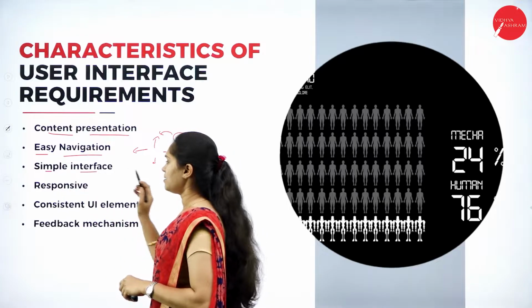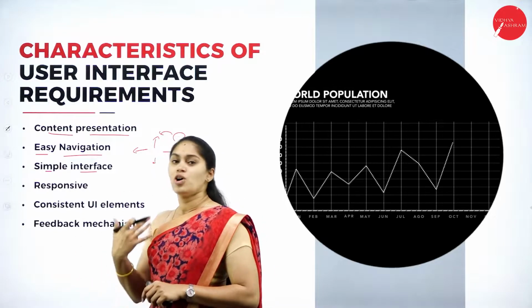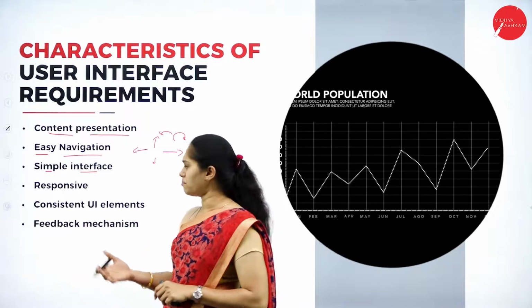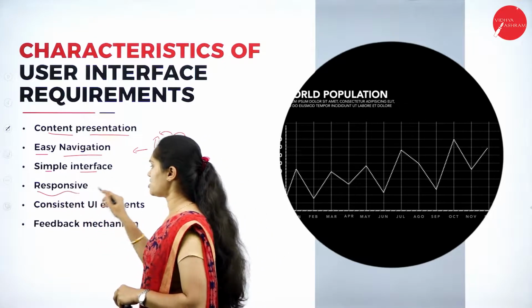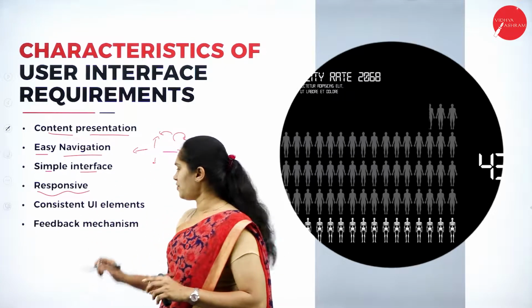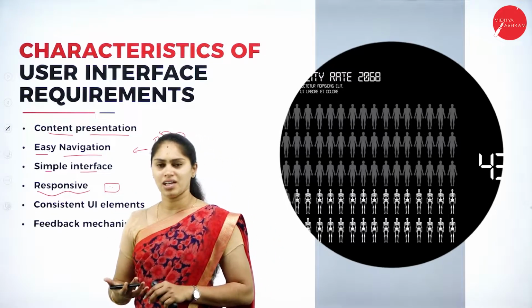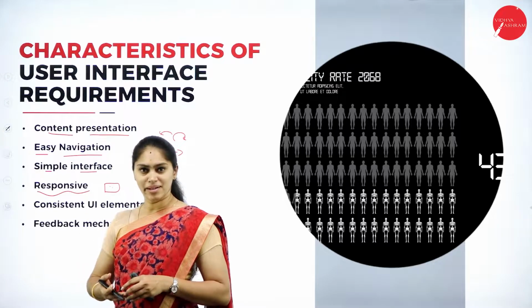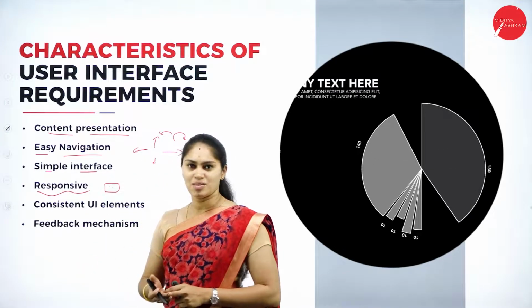And also simple interface. It should not be complex. Users should not get confused about what they are using. So that should not happen with a user interface, so it needs to be simple and responsive. For example, if you are clicking on any button, it must be responsive, right? And if I am having any mouse over event when I am developing that particular software or a product, then it must be very responsive in nature.